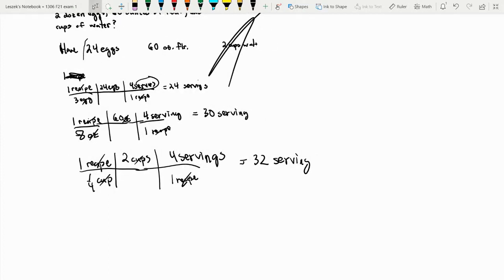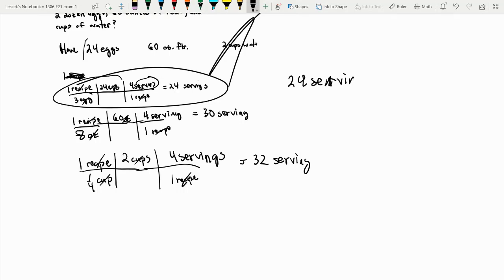So what are we limited by most? Well, the eggs, right? With 24 eggs, we can only make 24 servings. We cannot make more servings than the eggs allow. The eggs are the bottleneck. So 24 servings. Hopefully that's a close enough approximation to what the professor is thinking.